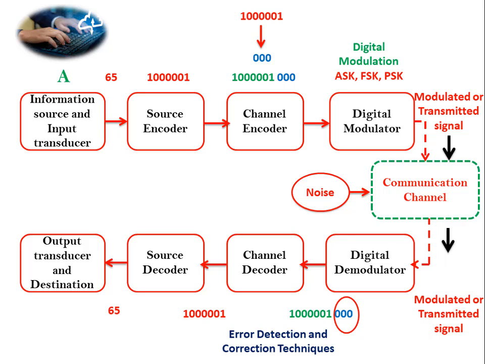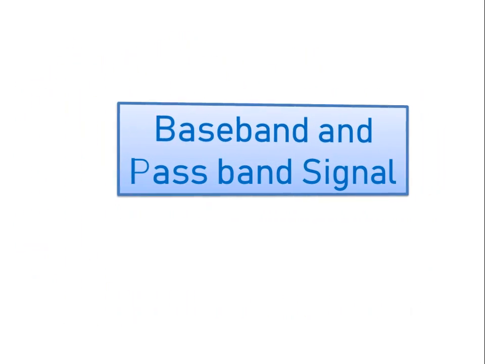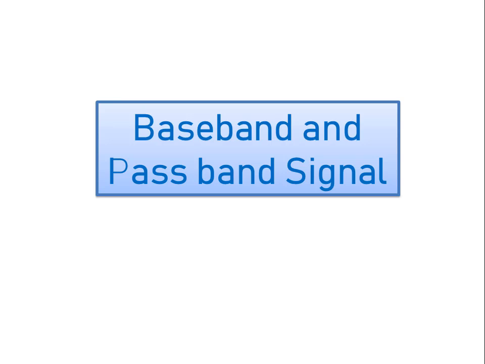Now the function of the output transducer is to convert the ASCII code into the equivalent character and deliver that message to the final destination user. This is how a digital communication system processes discrete information from the transmitter to the receiver end. I hope you all understood how a digital communication system processes analog and digital information from one end to the other end. Let's move on to the next topic, that is baseband and passband signals.